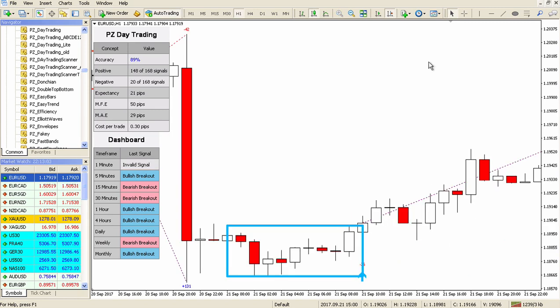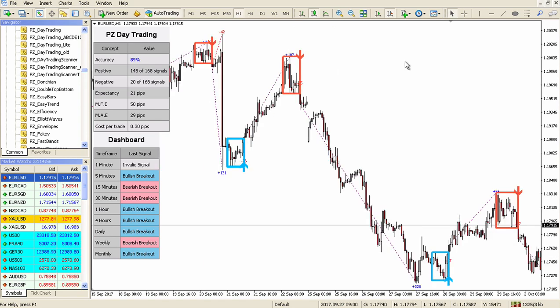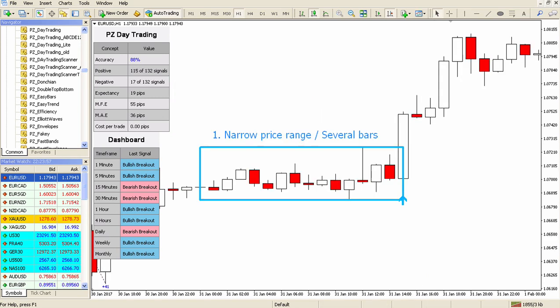Signals can be blue or red. Blue signals are bullish and red signals are bearish. Since the indicator has to draw signals in a zigzag fashion and can't afford to ignore a price reversal, not all signals have the same actionable quality. But good quality signals have common characteristics, which are easily identifiable. First, the price range should be narrow relative to the amount of bars that are inside it. And second, the breakout bar must be decisive and big relative to the price range being broken.